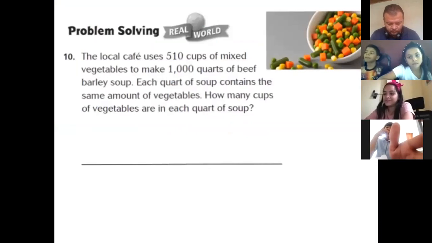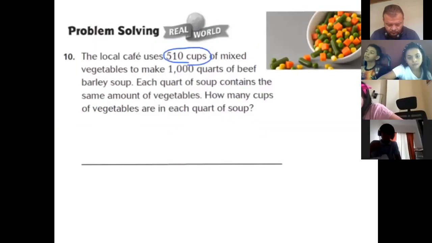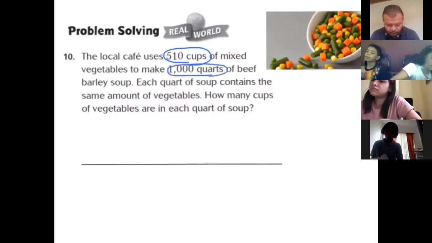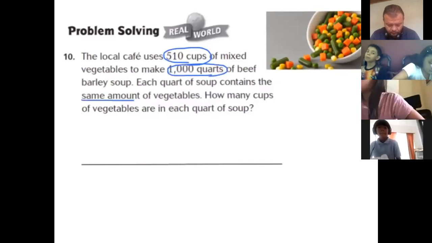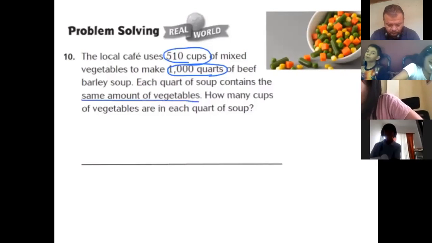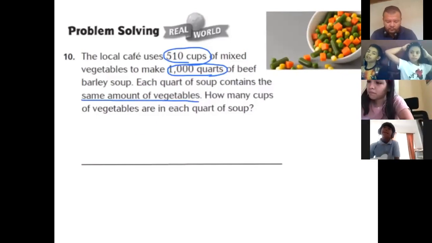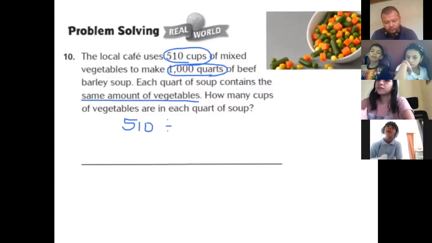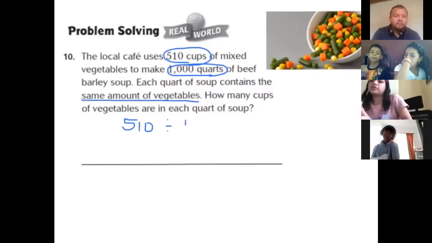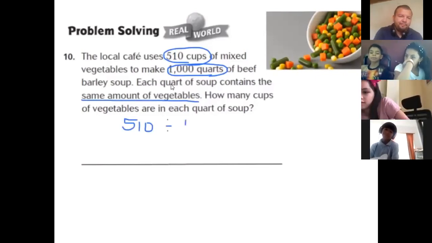How many cups of vegetables are in each quart of soup? Well, what I know is this. I know that the local cafe uses 510 cups of mixed vegetables, and that's to make 1,000 quarts of beef barley soup. They also say that each quart of soup contains the same amount of vegetables. So what I'm going to do is take the 510 cups of mixed vegetables and divide that by the 1,000 quarts of beef barley soup. So we end up with 510 being divided by 1,000.